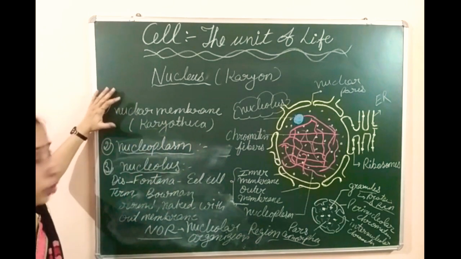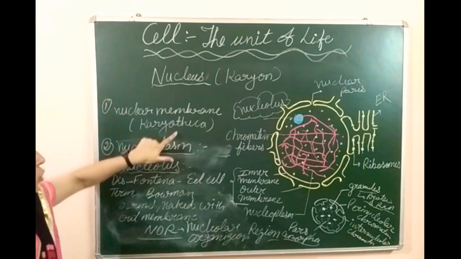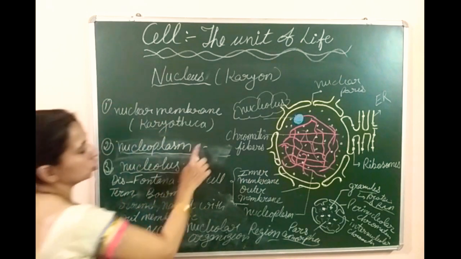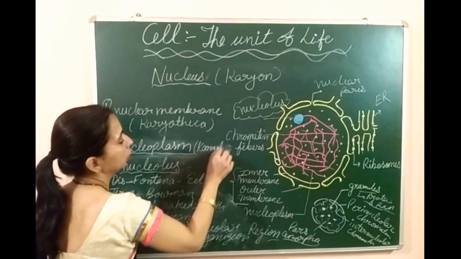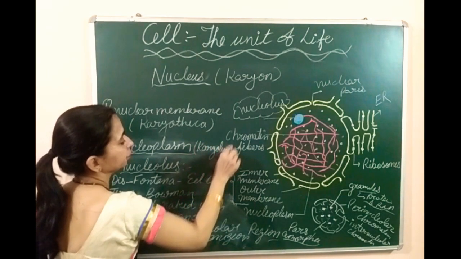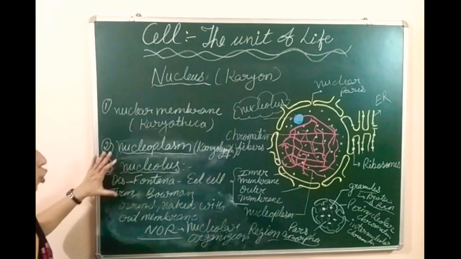So this is about the parts of the nucleus. The first one was the nuclear membrane, which is known as karyotheca. Nucleoplasm is also known as karyolymph. इसके लिए जो word हम use कर सकते हैं, that is karyolymph. And the third part is the nucleolus.